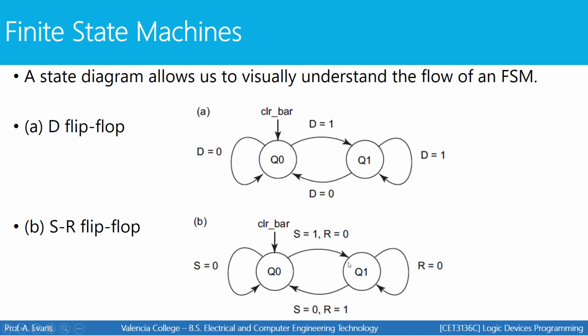And if I were to have an input where S is 0 and R is 1, that's a reset to the flip-flop, and we move back to the first state. We can also see within this state, if the output is 0 and set is a 0, that means I'm going to stay in this state. If I'm in this state where the output is 1 and reset or R is 0, I'm going to also stay in this state.